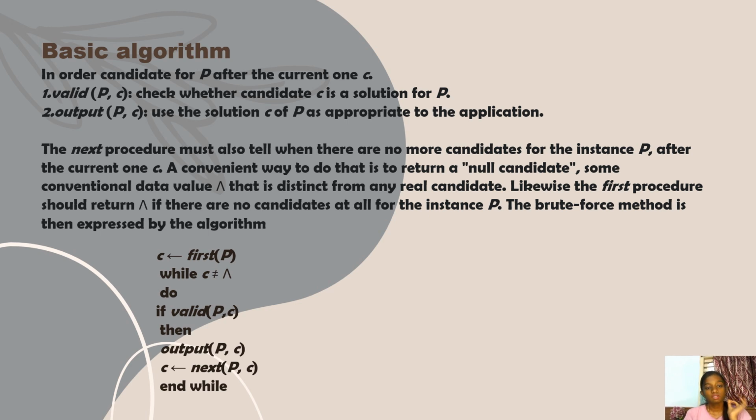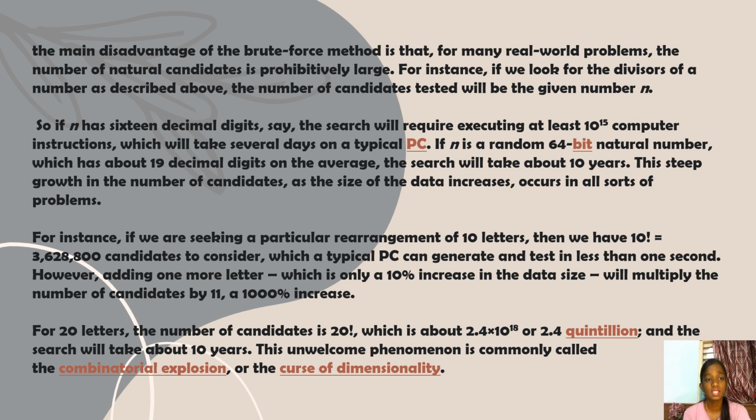First C, then while C is not null, we use a do-while loop where we check whether P(C) is valid, and if so, output the solution. Then next we move on to the next C, and end the while loop. One of the main disadvantages of the brute force method is that for many real-world problems, the number of natural candidates is prohibitively large. For instance, when we look for the divisors of a number as described above, the number of candidates tested will be the given number n.